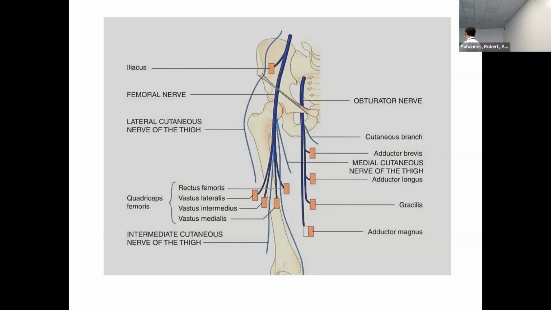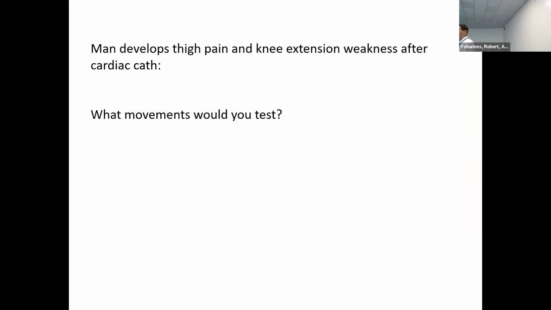Which means that if someone has weakness of knee extension, one of the important movements you want to check is, do they have a problem with bringing their knees together? Because if they do, then you know it cannot be just a femoral nerve problem. It's more likely a radiculopathy. Everybody understand that? All right. So, just to show that this is important, this is actually a common consult.